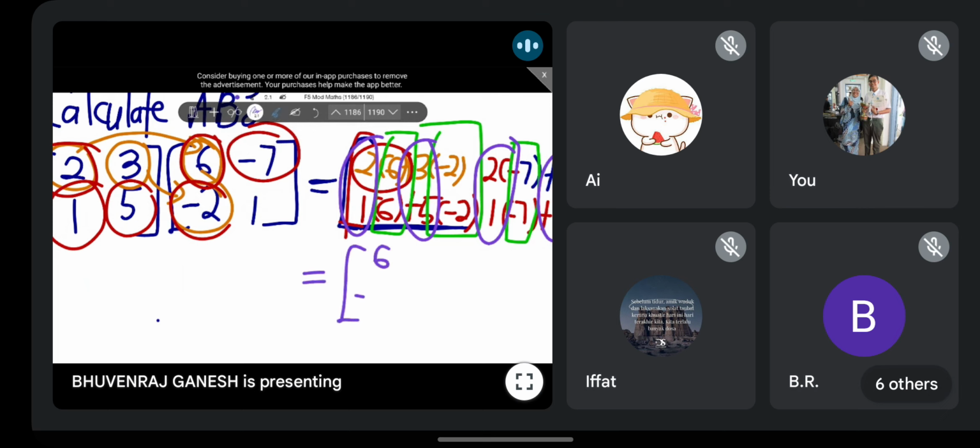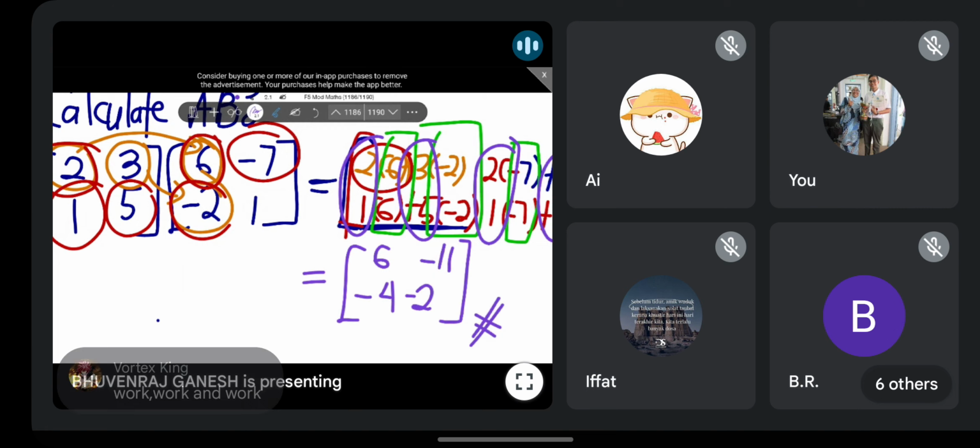Okay, so final answer: 6, negative 4, negative 11, negative 2. Okay, so this is how you can solve the question.